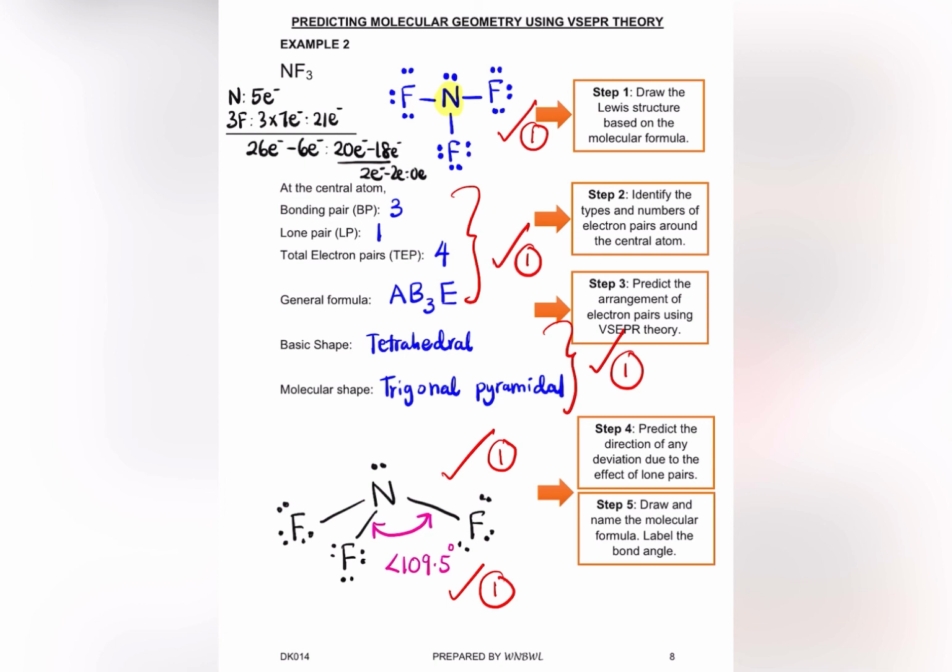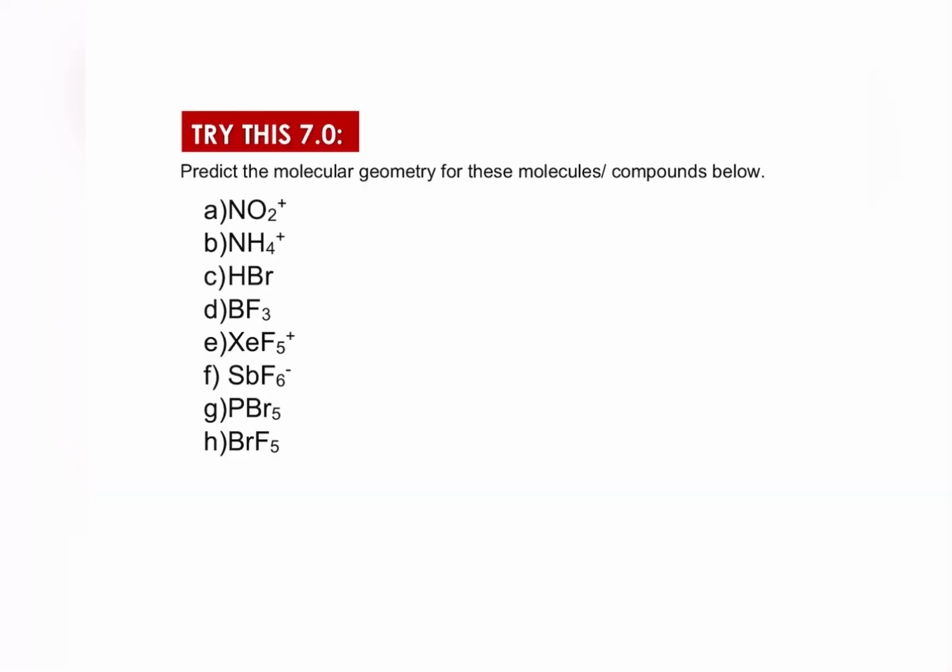Saya harap berdasarkan 2 examples here, you understand how to determine and predict the shape for molecular geometry of any molecules yang awak dapat in the future. I hope you clear so far with subtopic 7.2. I leave try this 7.0 for your exercise to enhance your understanding about this topic. Please try to do this, and if you want the final answer, you can ask me.